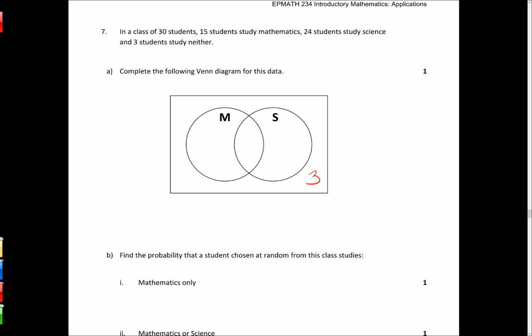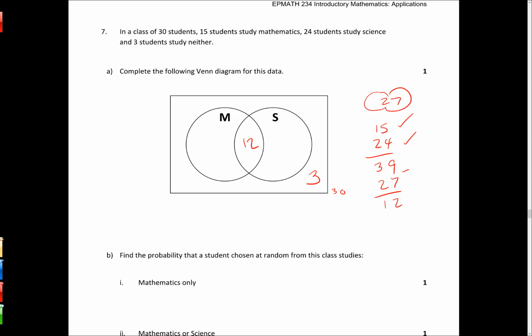Well, it said a class of 30 students. So I'm going to note how many can I fit in my circles. I need to fit 27 in there, maximum. But we're told 15 study maths and 24 study science, so that adds up to 39. And again, the gap between what must fit in there and what I'm trying to fit in there must be those that answered both. Here the gap is 12, so 12 people must have been part of the 15 that said yes to maths and part of the 24 that said yes to science.